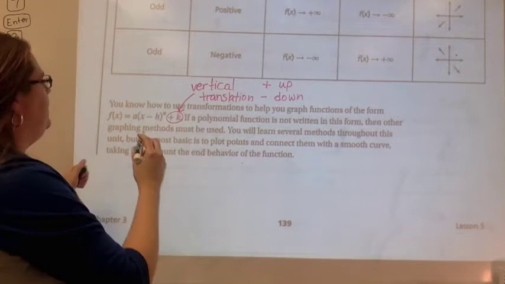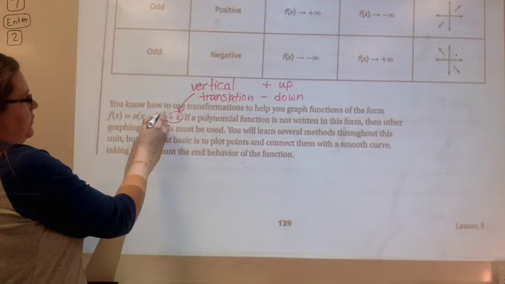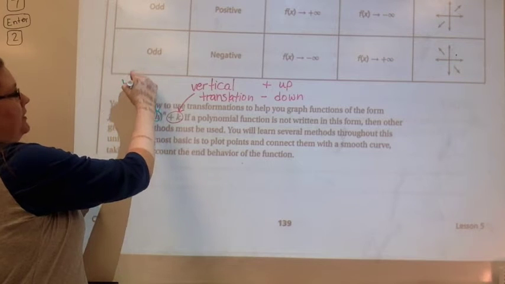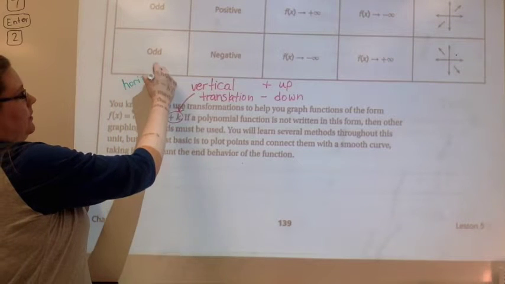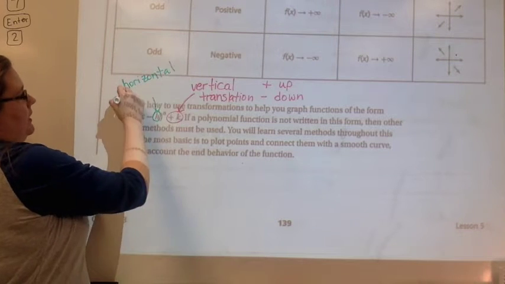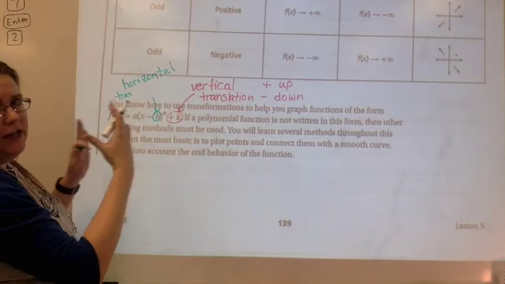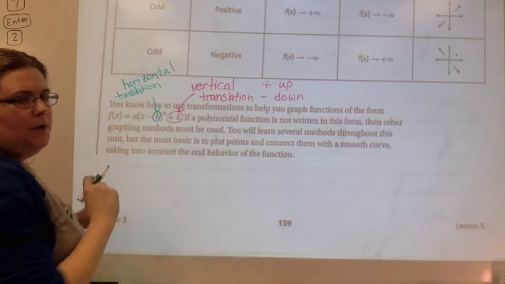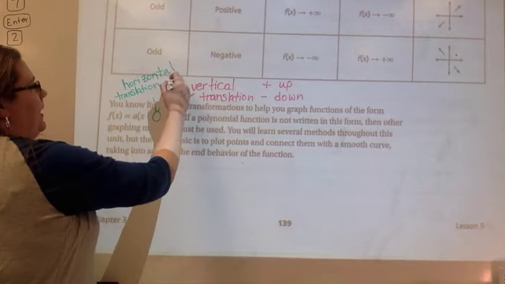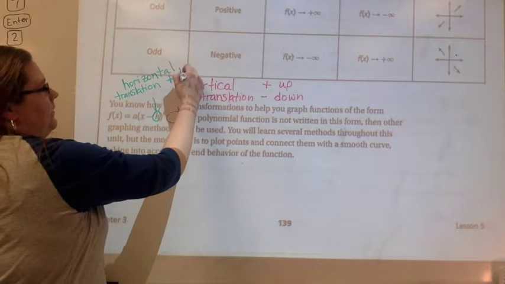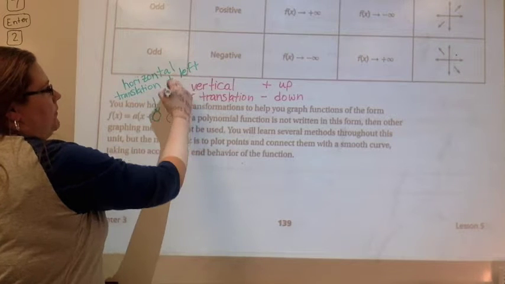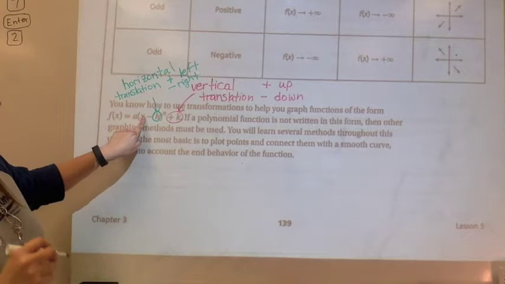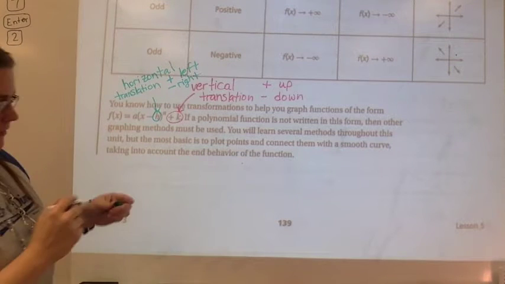The second thing in here is the h value. This represents a horizontal translation. Horizontal translation. This is where it's sliding left to right. And remember here, if it is positive, it's moving to the left, so it seems backwards. And if it is negative, it is moving to the right. But the reason it seems backwards is because of the x minus h in here.